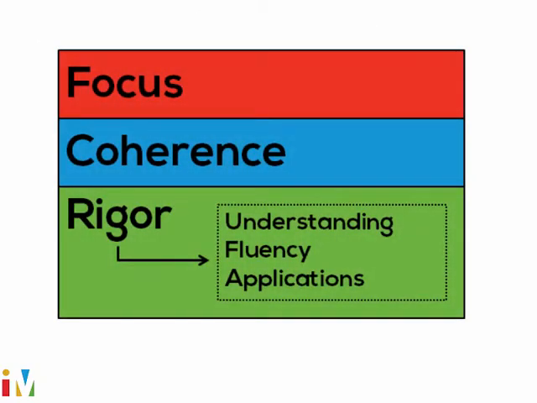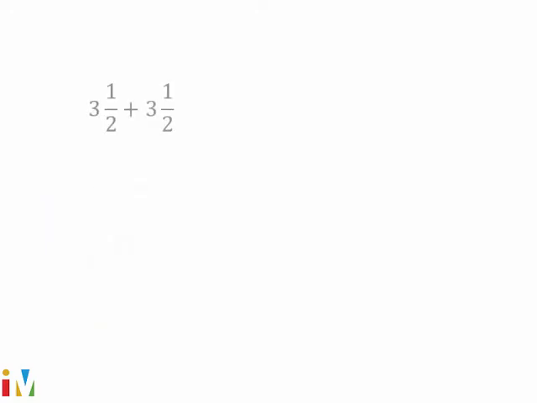To give an idea of how the three principles of Common Core work in concert and create a different approach than you might be used to, let's look at a specific example. A student faced with 3 1/2 plus 3 1/2 might do this by expressing both mixed numbers as fractions, adding those fractions together, and expressing the answer back again as a whole or mixed number.